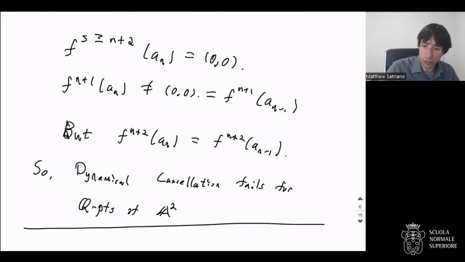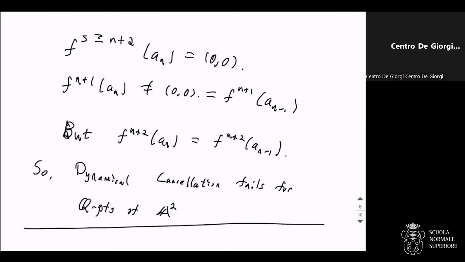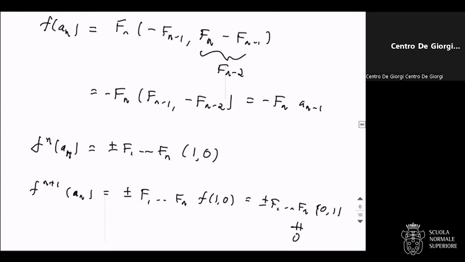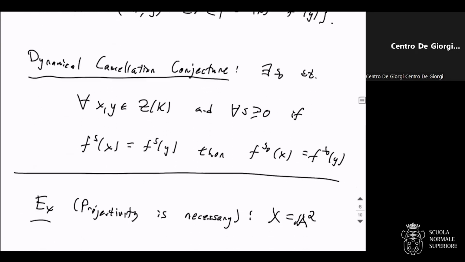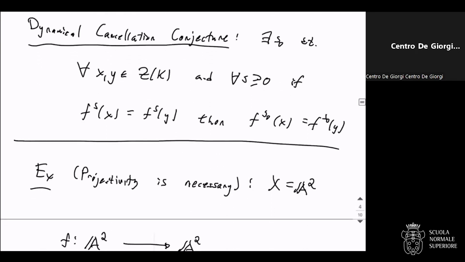I don't know if there are any questions, or feel free to interrupt if there are. Matt, can you hear me? Yeah, of course. Can you go back to your dynamical cancellation conjecture, the statement? Sure. Yeah, so here you say for any x, y and for any s, those points satisfy: if f^s of x equals f^s of y, then that means that these two points are the same.